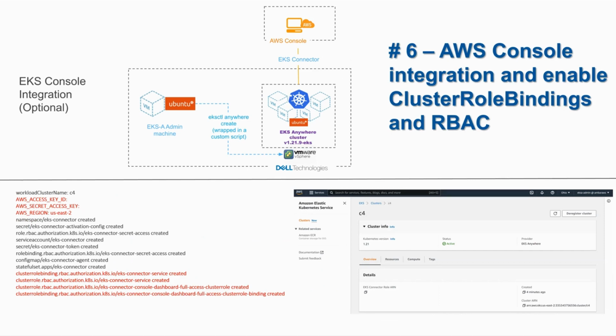So what we have to do is, the moment we integrate with some of the CNIs, anybody aware? Have you started working with CNIs? Yeah. So CNIs are nothing but container network interface. With the help of container network interface, we integrate that with the AWS console, and some of these cluster role bindings and security policies will be applied as well. So this is the sixth point.